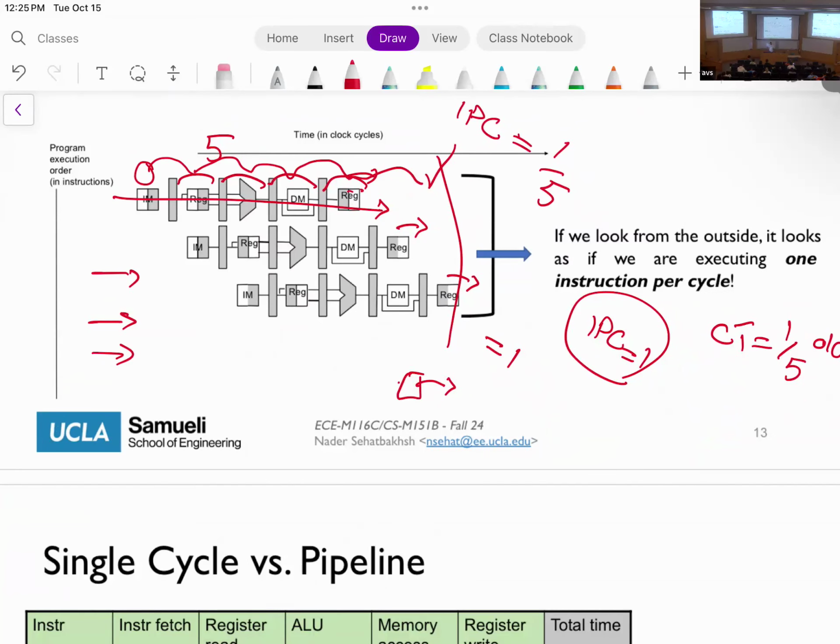Yes. So the question is, your IPC is not exactly 1, it's close to 1, like 0.99. But if you have an unlimited number of instructions, then to infinity it becomes 1.